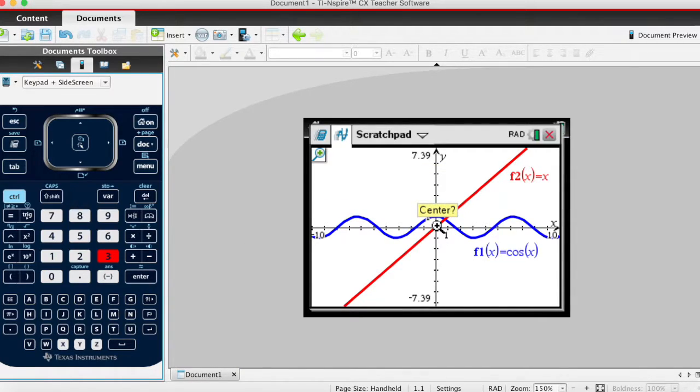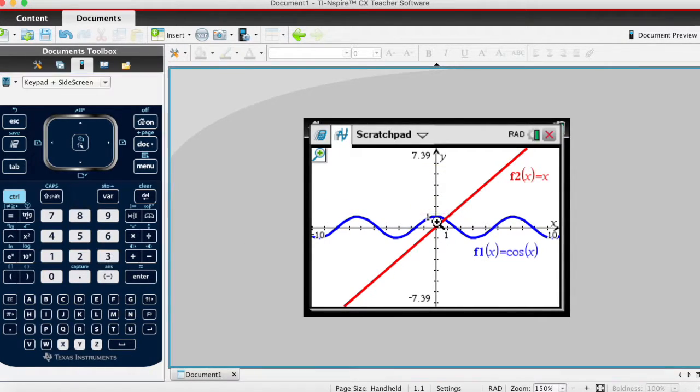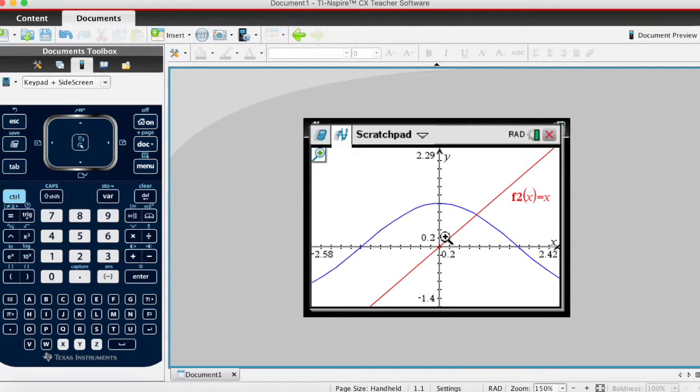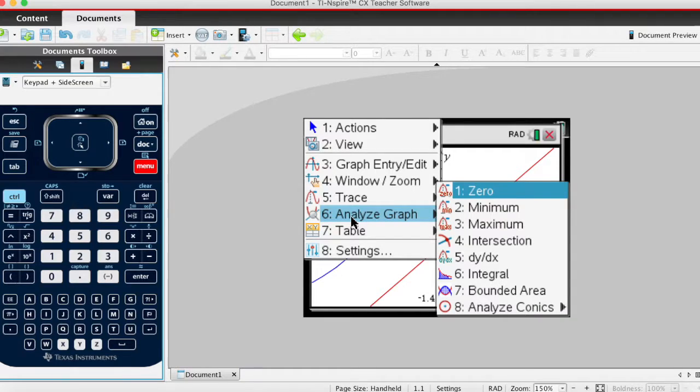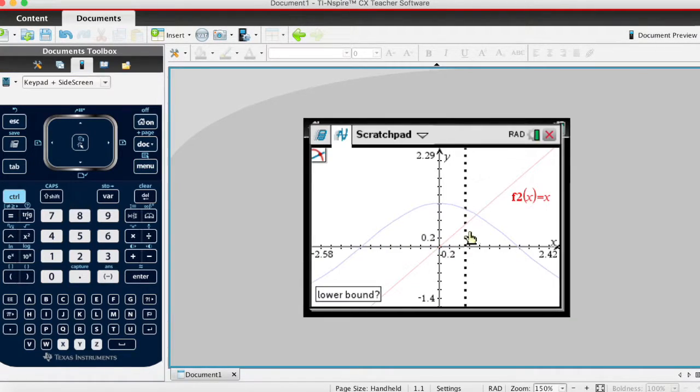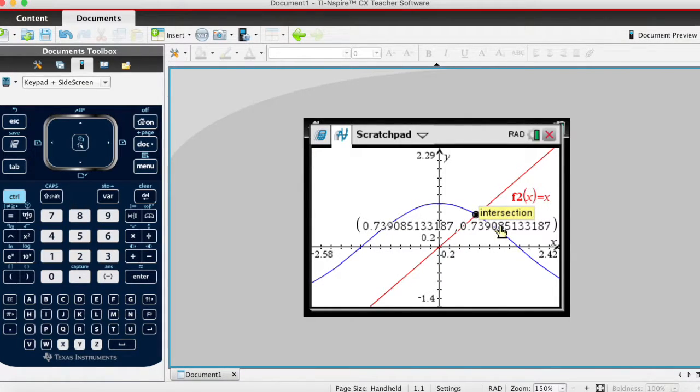So I can see that area there, but I'm just going to zoom in a little bit. So I can tell that one of my bounds is going to be x equals 0. But now I also need to find that intersection. So here I am. And then notice all of the decimal places that I get.